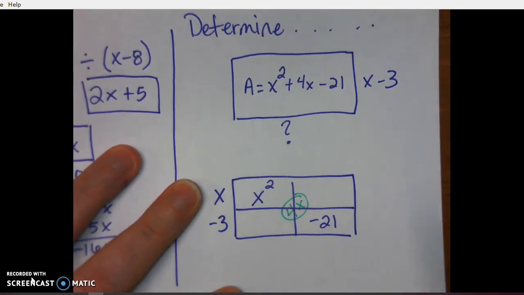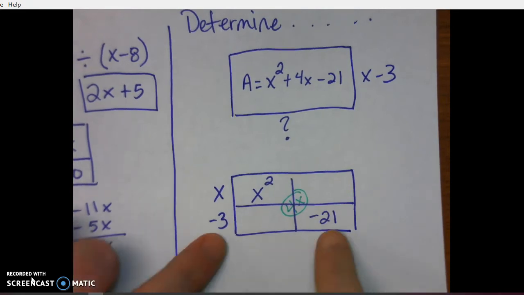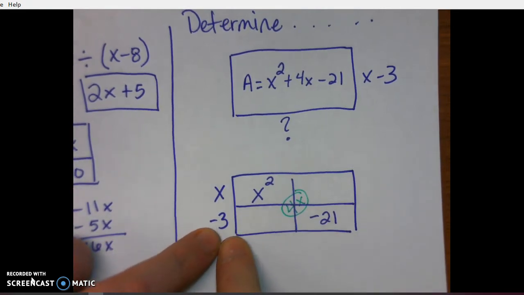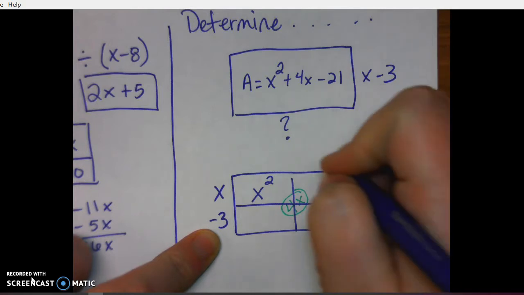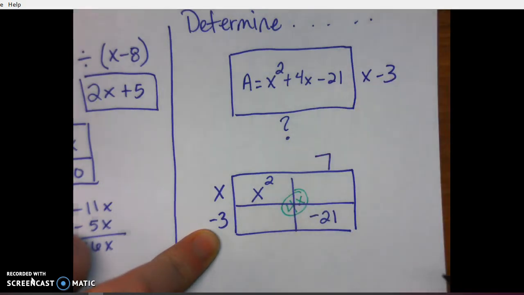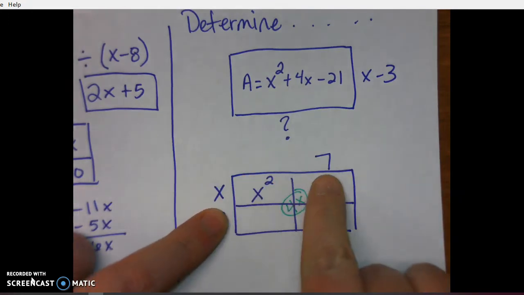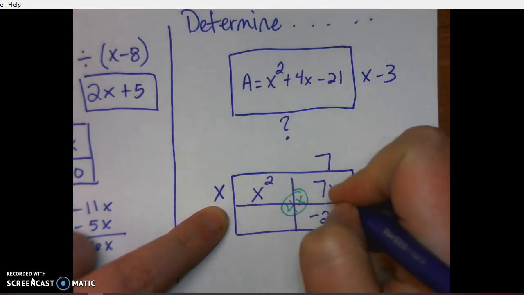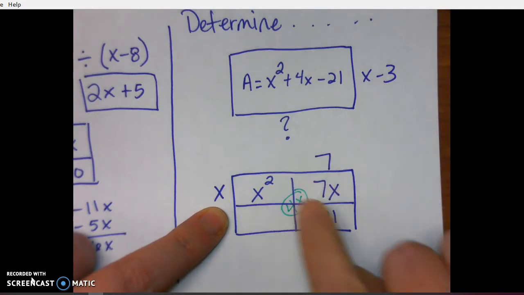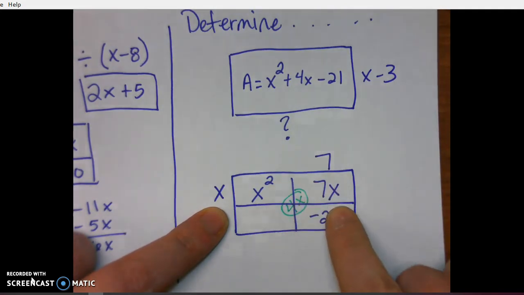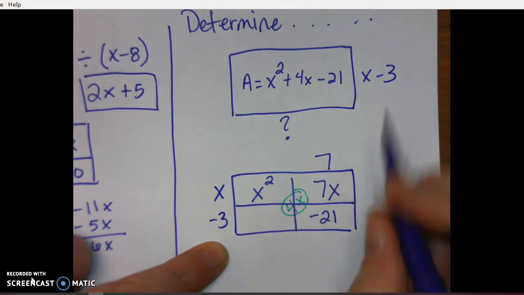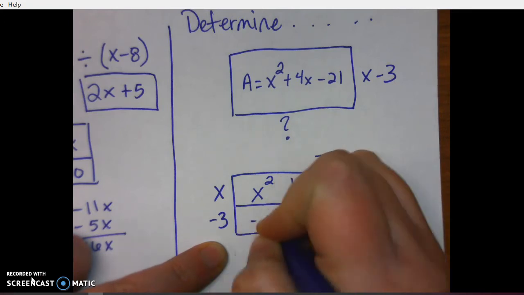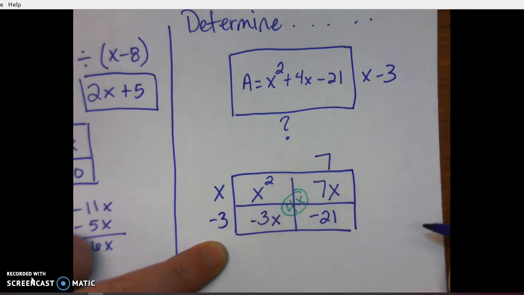So let's see. Negative 21 divided by negative 3 is 7. Okay. So 7 times x gives me 7x. Well, if my total is 4x and I start with a 7x, that means that this is going to have to be negative 3x.